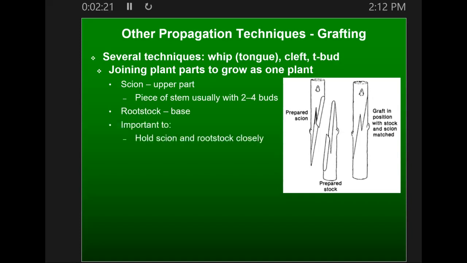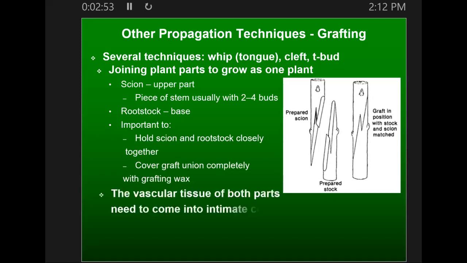And then you have to have a way to secure them. The whip or tongue is pretty decent because of the way you make the cuts. The cuts kind of press against each other. There's some pressure there between the scion and the rootstock, and that helps. But then you usually have to wrap it to keep it held together, and you usually cover it with some kind of protective wax. Not always, but especially with trees and shrubs, you tend to do that.